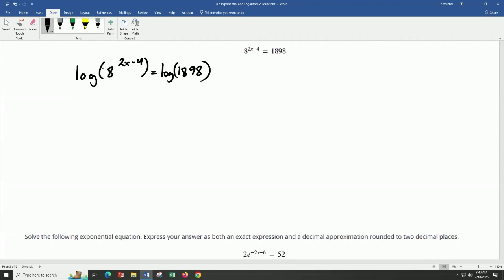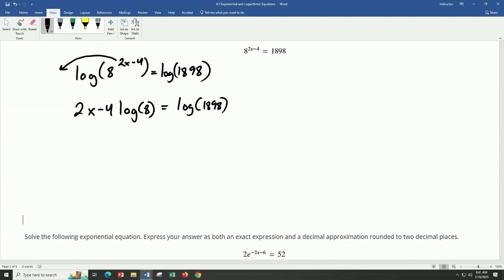Noticing now, look what I can do. I now have log of 8 to the power, but that means the power can go here, right? Didn't we just learn that? So now I actually have 2x minus 4 times log 8 is equal to log 1898. Realize log 1898 is not log times 1898. Log 1898 is a number. It's an ugly number, but it's a number nonetheless. What base do we have? Base 10.